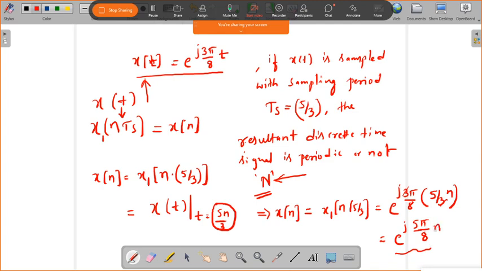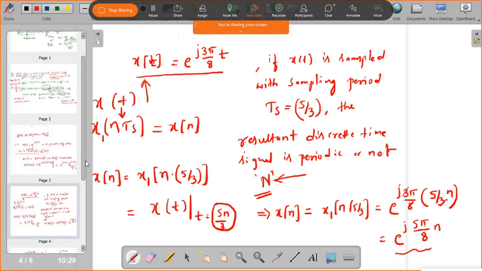Okay, so this is the resultant discrete time signal, which is 5 pi by 8 into n. Now if this resultant signal is periodic, what is the condition? Whatever 5 pi by 8, omega naught n, should be equal to integer multiples of 2 pi, is it not? So now you take that omega naught n.